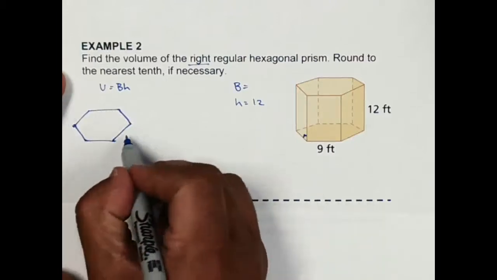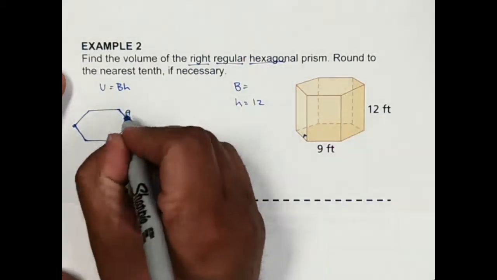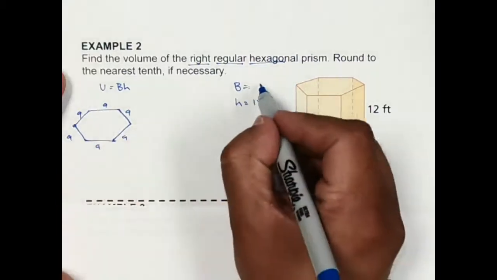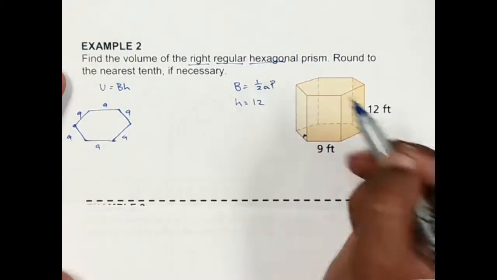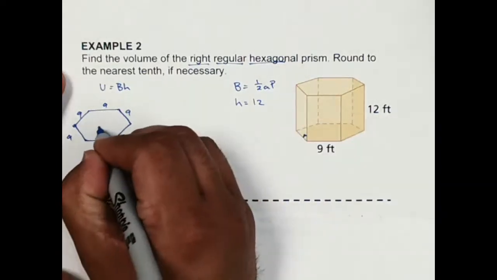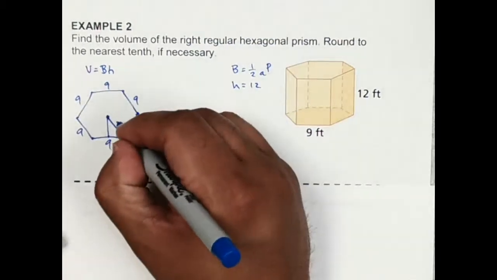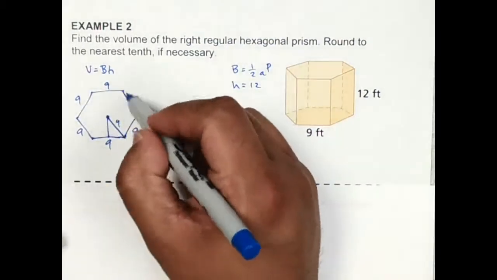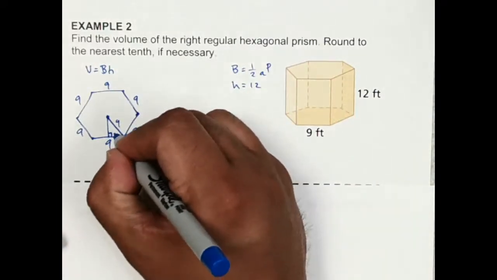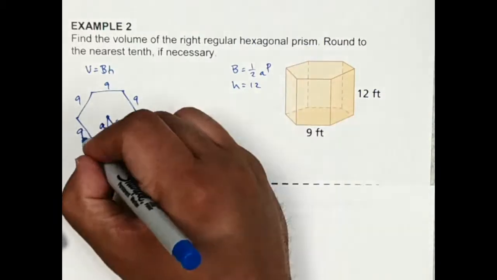Alright, so it says that each side, since it's a regular hexagon, that means all of these sides are 9, all the way around. But in order to find this base, what I'm going to end up having to use is 1/2 apothem times the perimeter of the base. So I need to draw my apothem and my radius. And my radius then is going to be 9 because it's a hexagon. The radius and the sides are the same length. The apothem cuts the side in half, so that's 4.5. My A for my apothem.